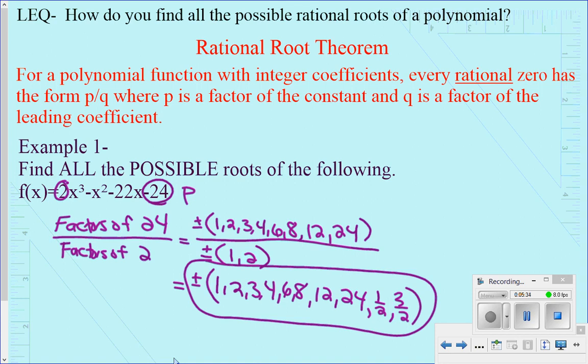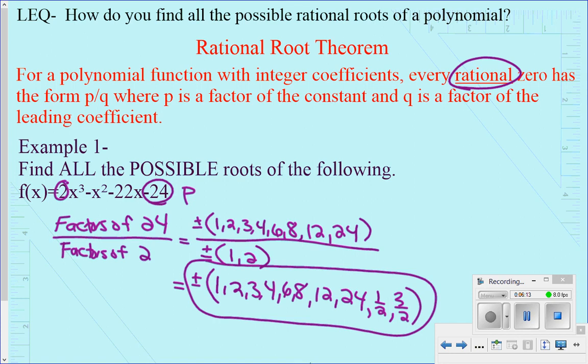Now, I just want to point one other thing out. I underlined rational because I just want you to realize that this theorem, this list here, is only the list of possible rational zeros. So if this polynomial has zeros or roots that are complex or that are irrational, like let's say the square root of 3 is a root, or 2 plus i is a root, they're not going to show up on our list. This list only includes the real rational zeros, or the possibilities for real rational zeros.